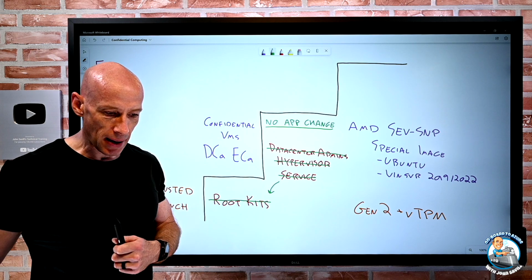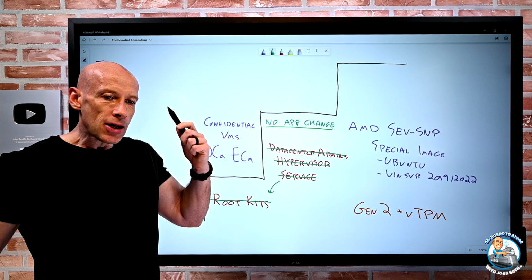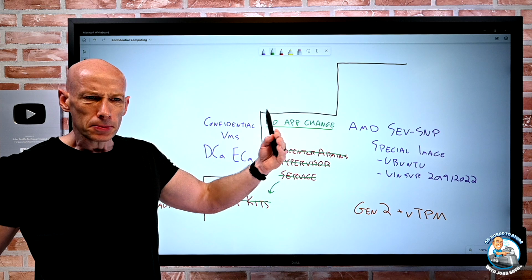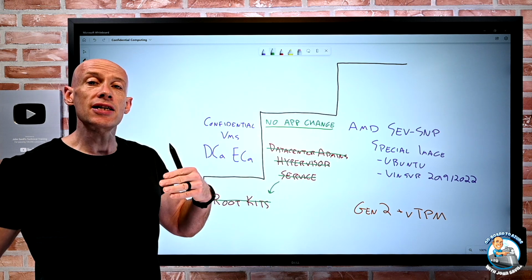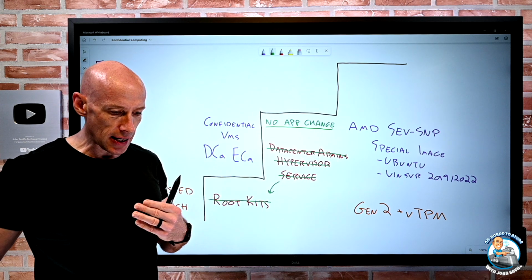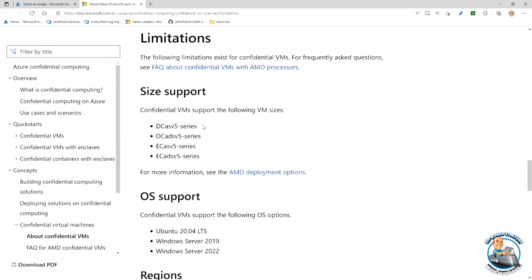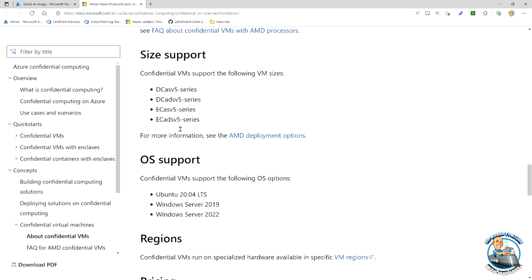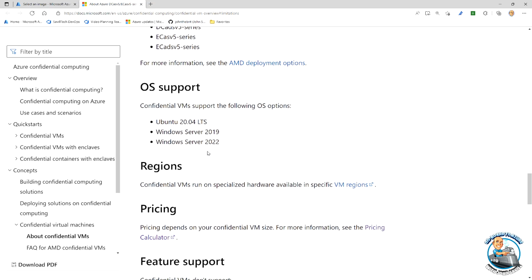It's crazy powerful. Now, because of these special configurations and the way this works with this integrity, there are some limitations today. So if we go and look at the sizes supported, they are the DCA and the ECA series. It only supports those two operating systems today.